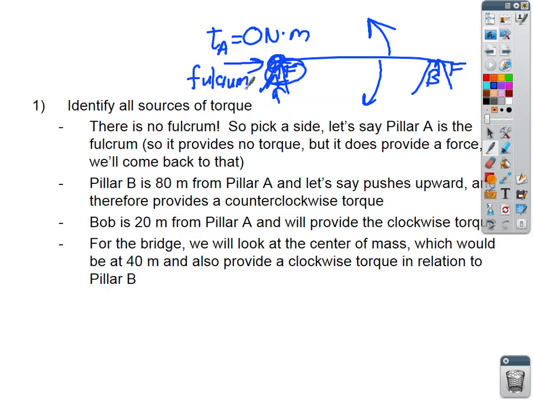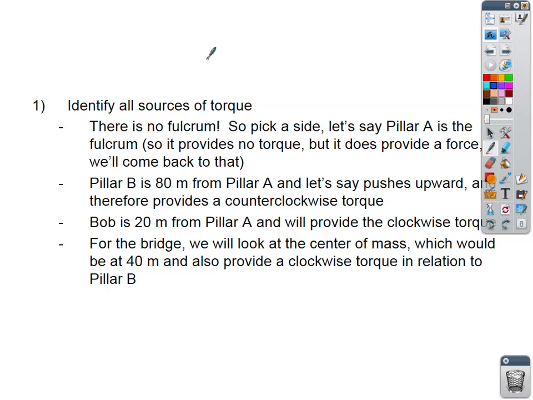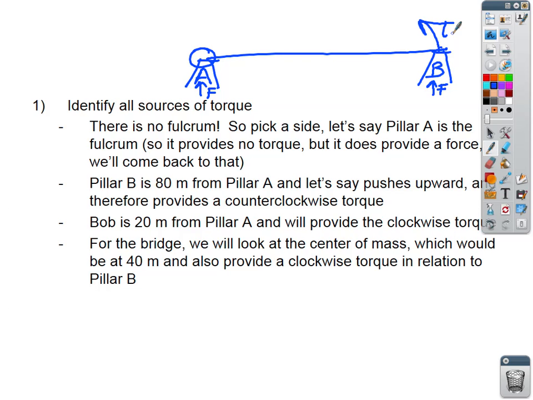So let me go and draw that all out for you so you can see it. We got B and A. Okay? Technically, A applies an upward force. B applies an upward force. Again, this is our fulcrum. So B is going to try to push it up and back counterclockwise.